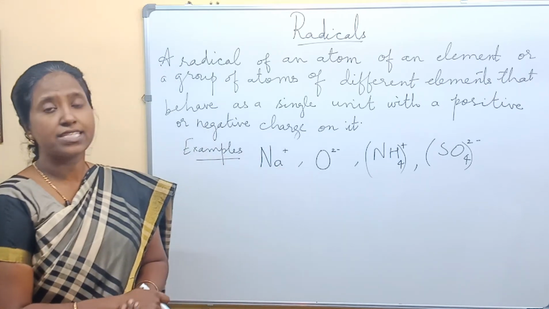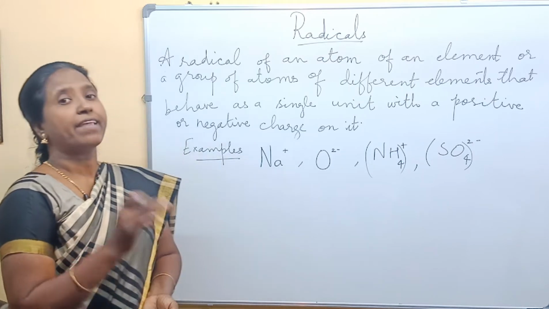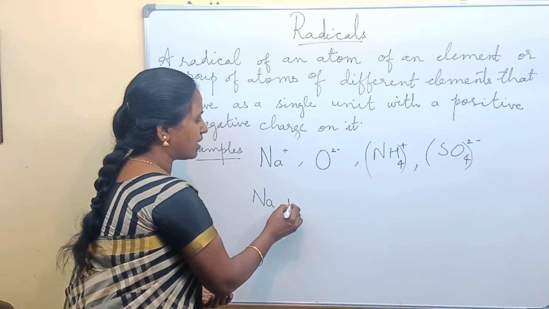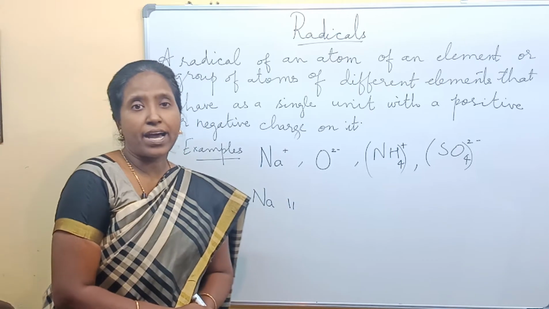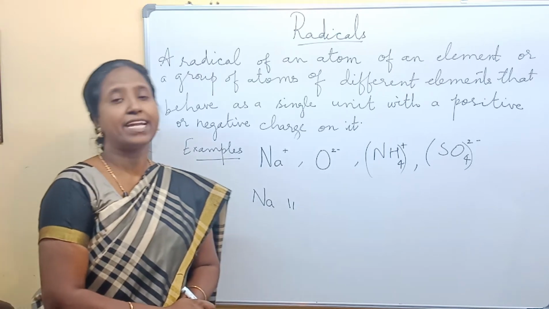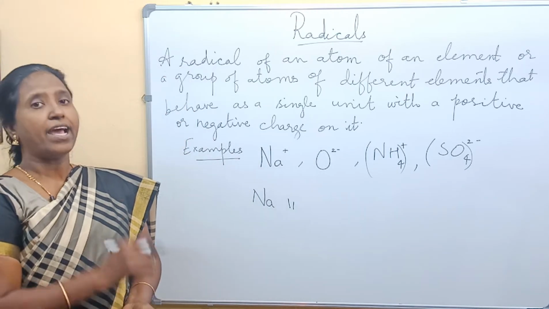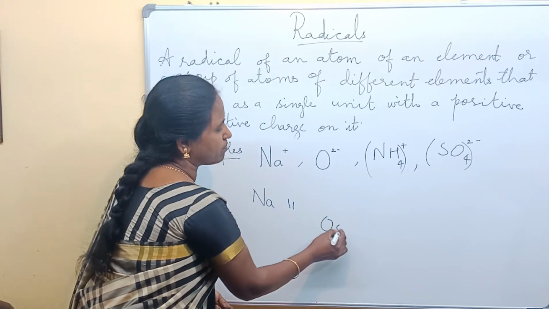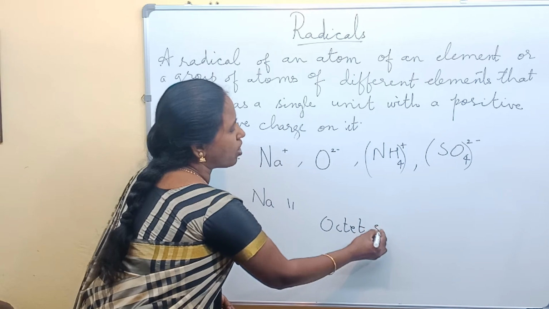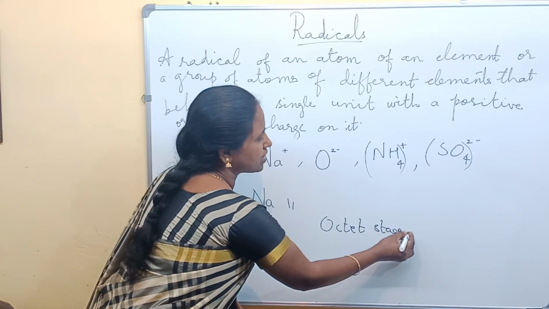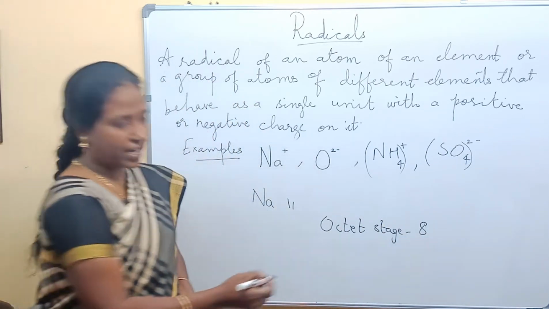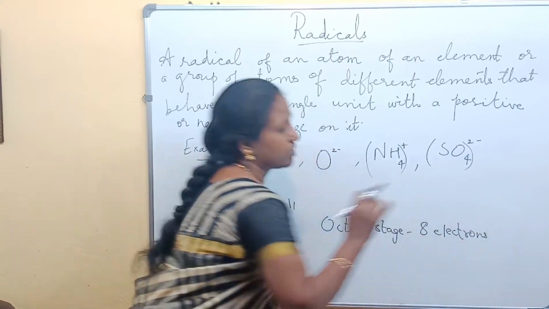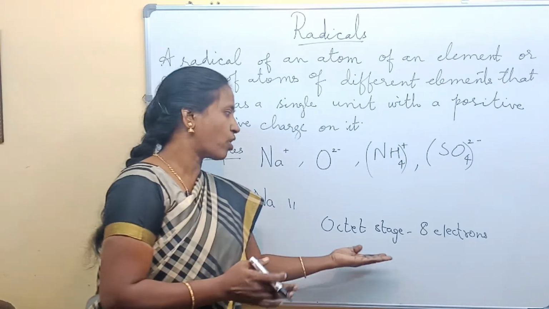Na plus. Na is nothing but sodium, right? The atomic number of sodium is 11. That means sodium has 11 electrons and 11 protons, right? And there exists something called the octet stage. If you know these basics, you can understand. Octet stage means 8 electrons. When there are 8 electrons, only then does it reach the perfect stage, right? This is called the octet stage.